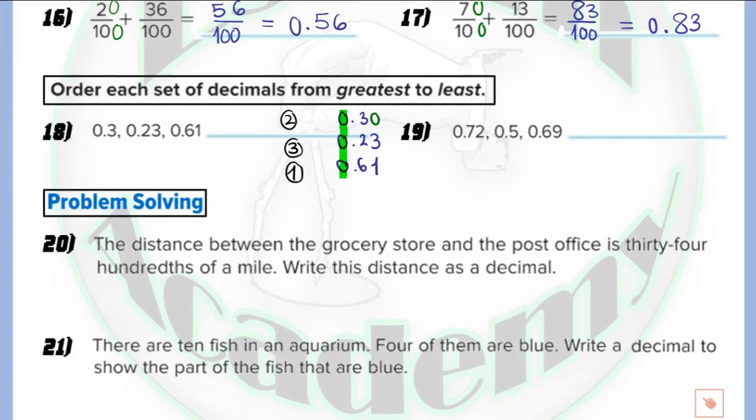We will follow the same in question number 9. We have 0.72, 0.5, and 0.69. Just write the numbers. Now because we have here the 5 with only 1 digit, we add 0. All of the whole numbers are the same. So now we can arrange them. 72 will be the greatest number. After that we have 69. After that we have 68. 50 will be the last one. That's how we can arrange from the greatest to the smallest.